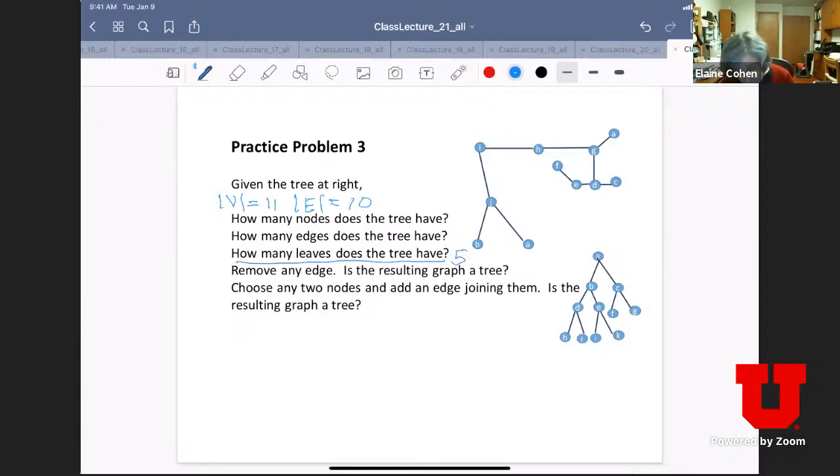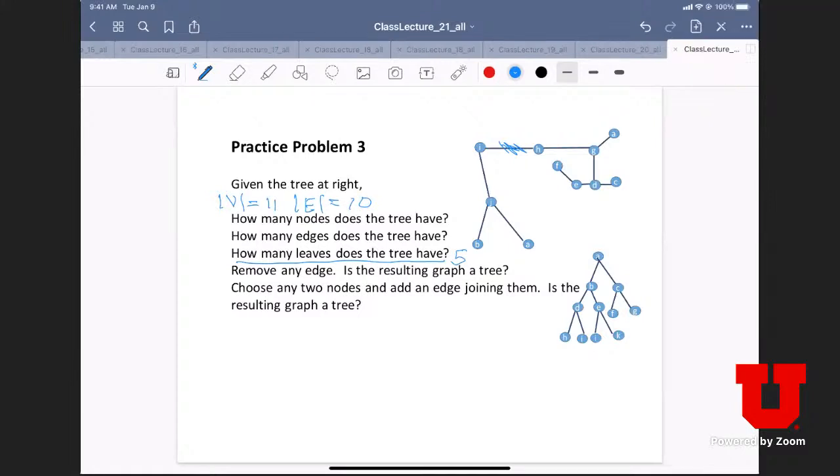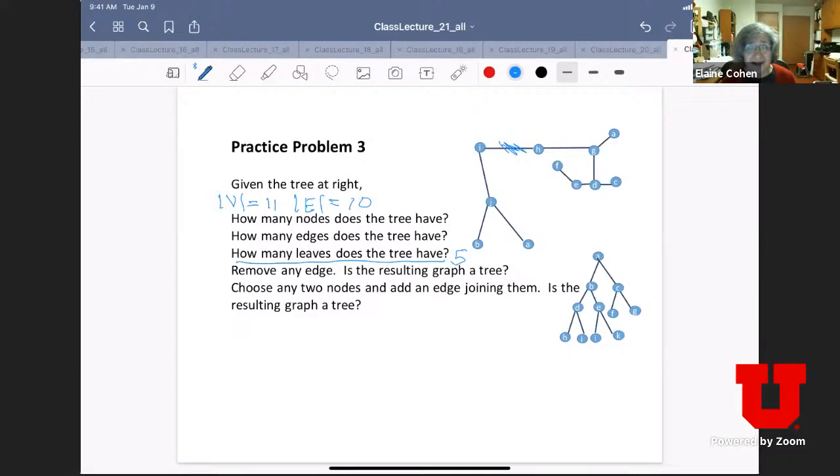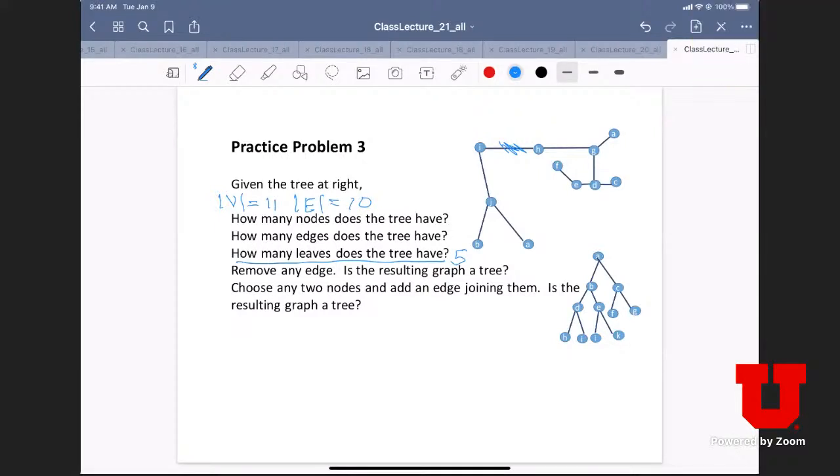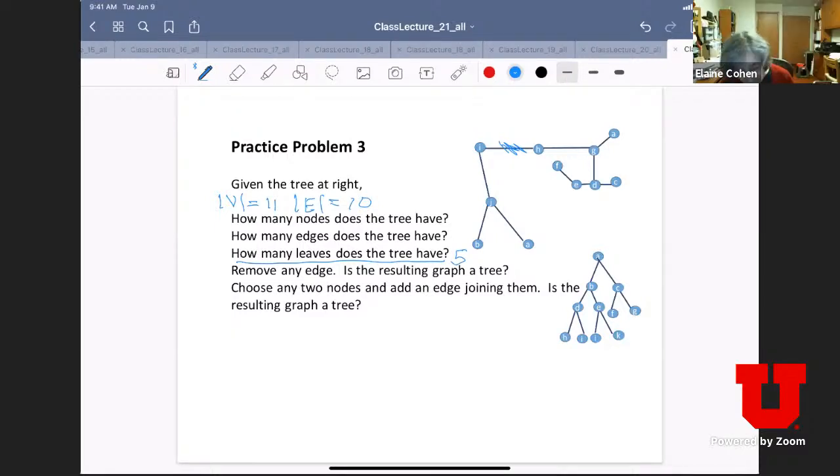If I remove an edge, is the resulting graph a tree? Suppose I remove this edge. Is the resulting graph a tree? Is it connected? I'm sorry, I didn't hear that. No, I just said no. You're right. It is not connected. I'd have a subgraph consisting of these two pieces.